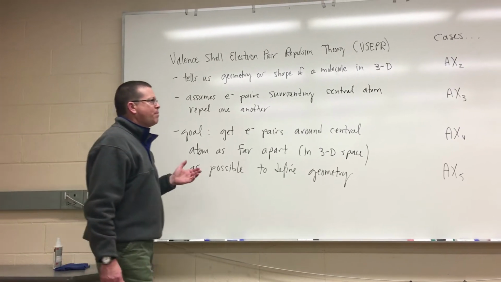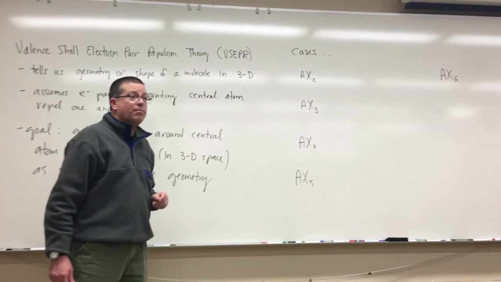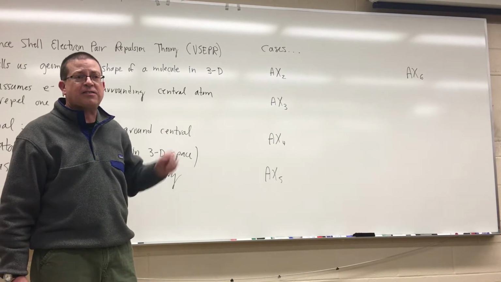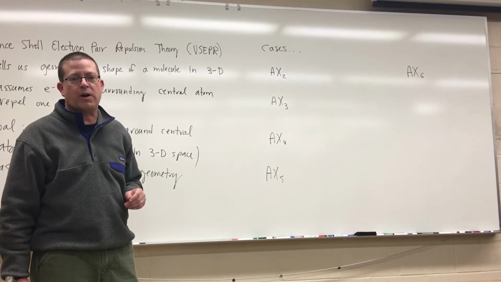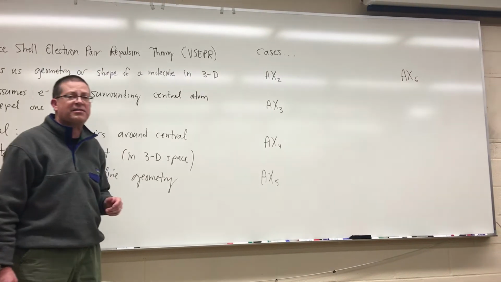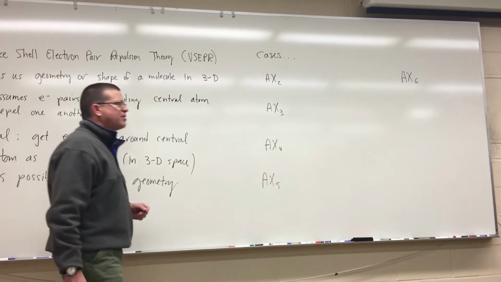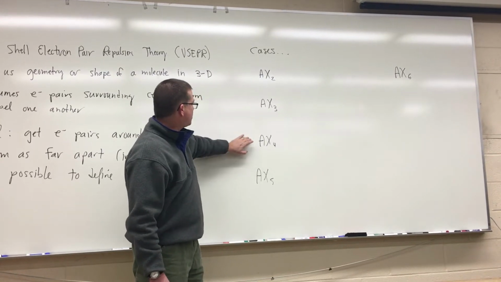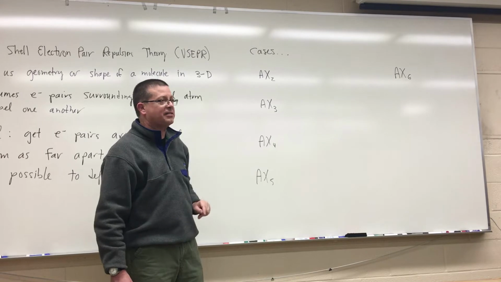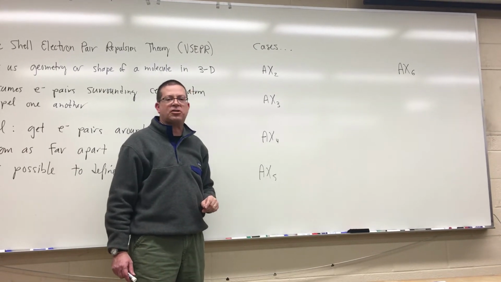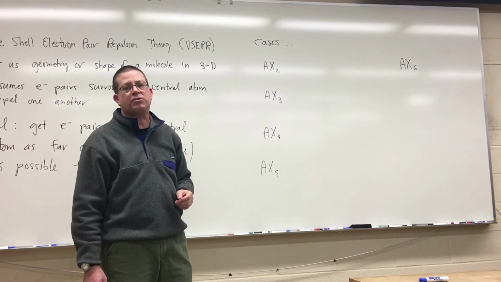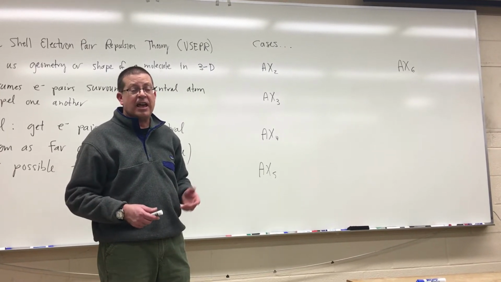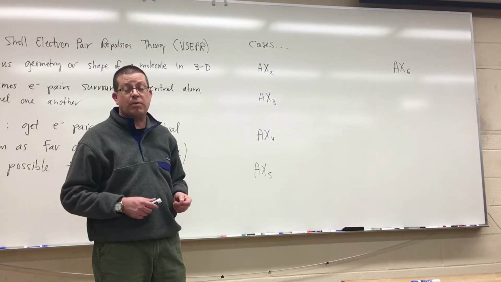We have five basic cases that we're going to talk about. Then in class, we're going to see that these cases have various subsets associated with them as well. But it's always good to start with the basic situations. What I like to do is classify the cases as AX2, AX3, AX4, AX5, and AX6. In all of these cases, the A represents the central atom in our Lewis structure. The X represents some other atom on the outside. And of course, we're going to have bonds between those atoms.